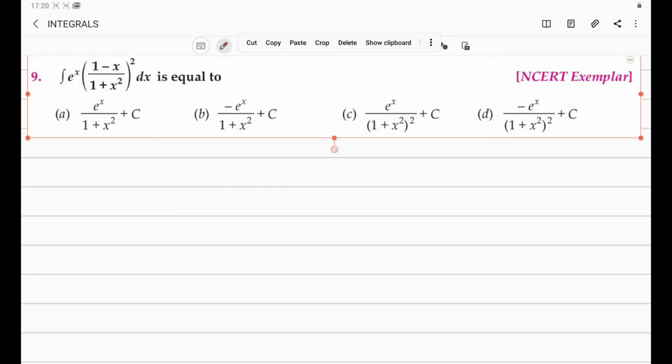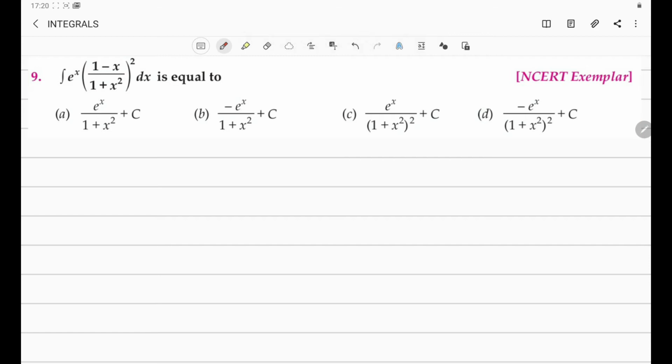9. Integral of e power x times 1 minus x by 1 plus x square whole square. So, let us try to simplify this integrand. We get this as integral of e to the power of x times 1 minus x whole square, which can be written as 1 plus x square minus 2x divided by 1 plus x square whole square dx.